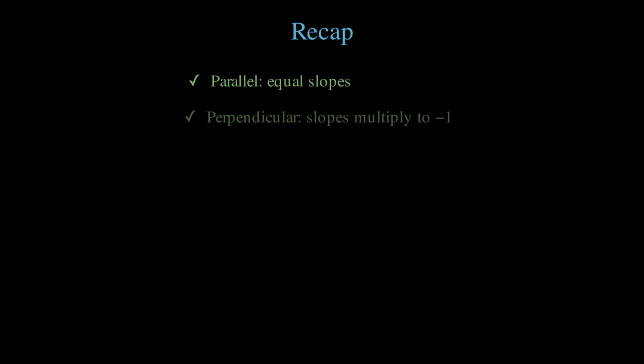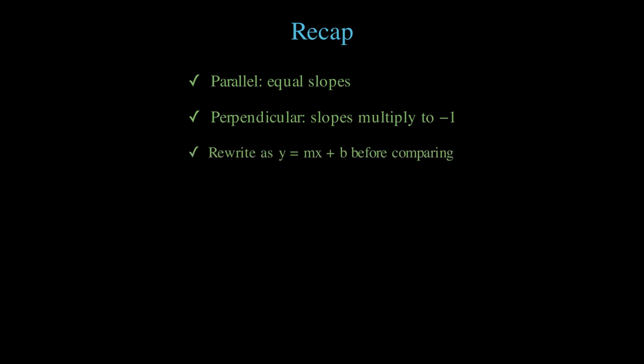Let us recap the essentials. Parallel lines share the same slope. Perpendicular lines have slopes that multiply to -1, which is the same as negative reciprocal. And when in doubt, convert to slope-intercept form so the slope is visible.